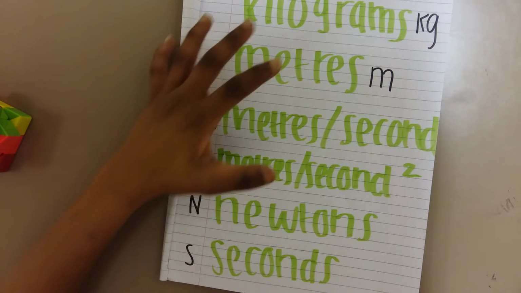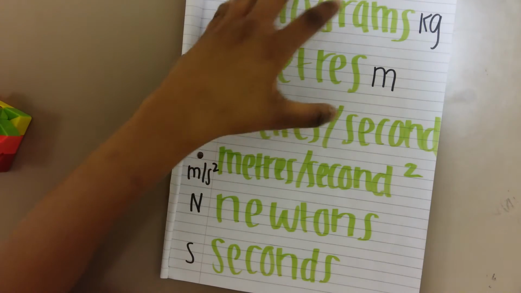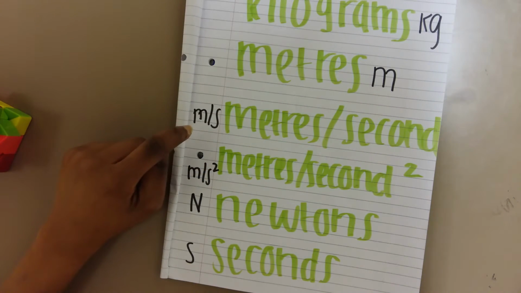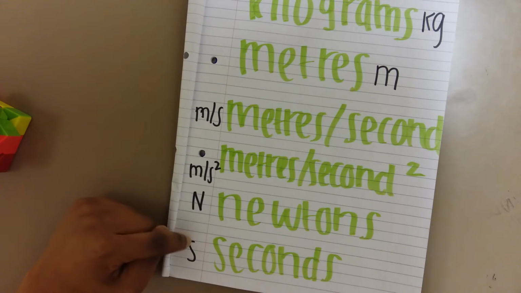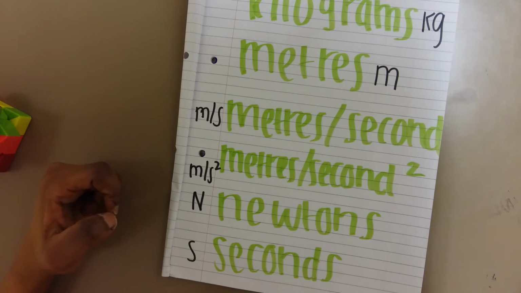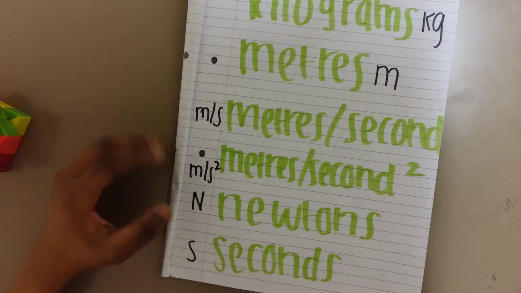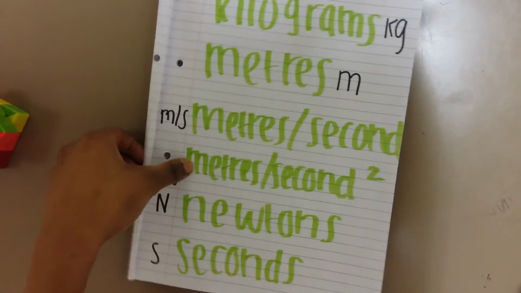all of which can be written down in shorthand. We have kilograms as kg, meters as m, meters per second as m/s, meters per second squared as m/s squared, N and s for newtons and seconds respectively. Don't worry if you've never seen them combined before like that and you're not sure what they mean. We'll go through them in a lot more detail later on. Alright, first things first, distance time graphs.